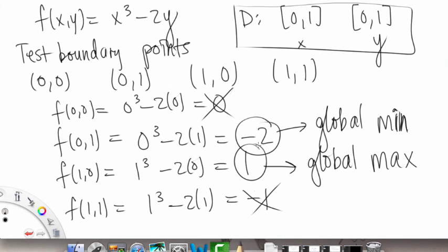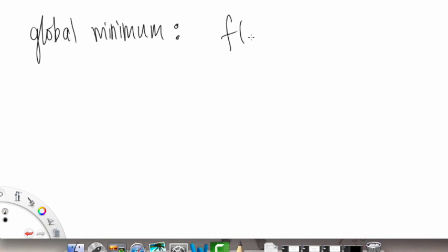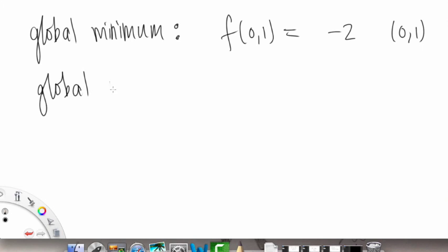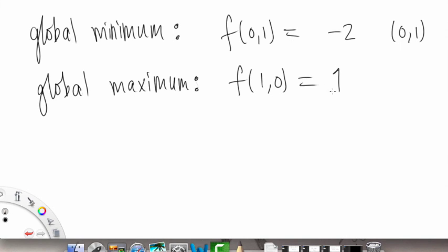I'll write our summary on the next slide. So we have our global minimum, which was f of 0, 1, equal to negative 2, and the point was 0, 1. All right, and then our global maximum was given by f of 1, 0, equal to a value of 1, and this was the point 1, 0.